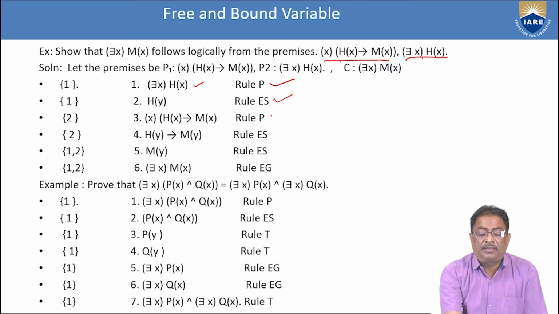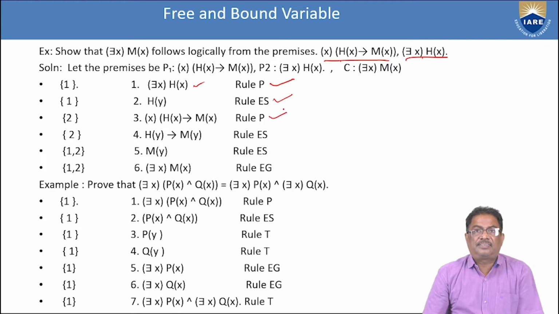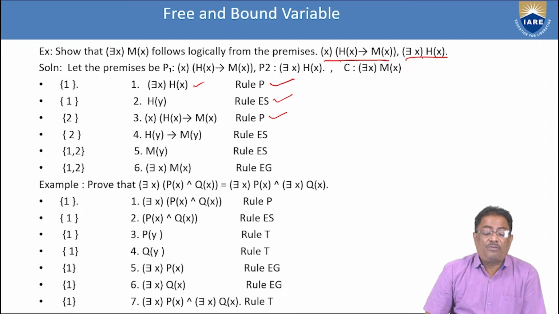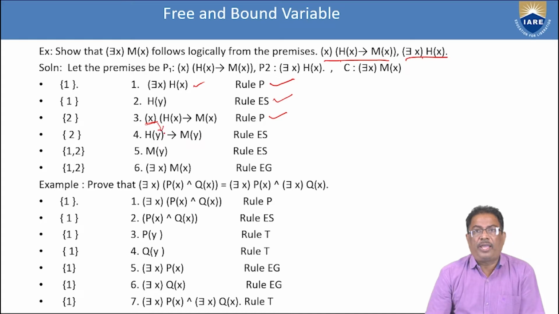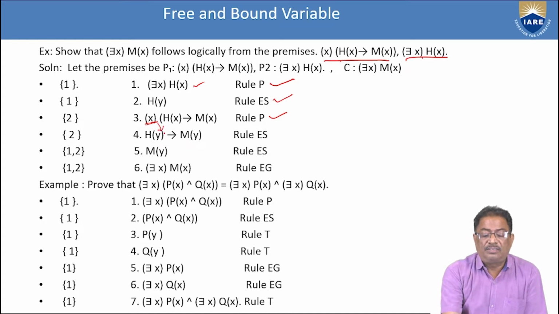Now, another given premise: for every x, if H of x then M of x. For every means for all, so we take a particular value, that is y. So this is a universal specification.